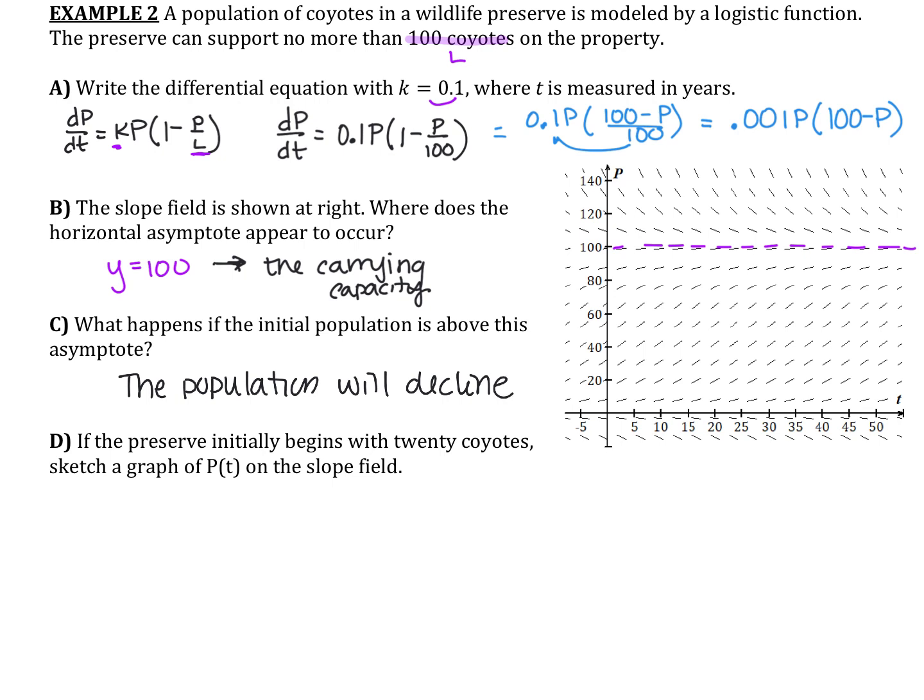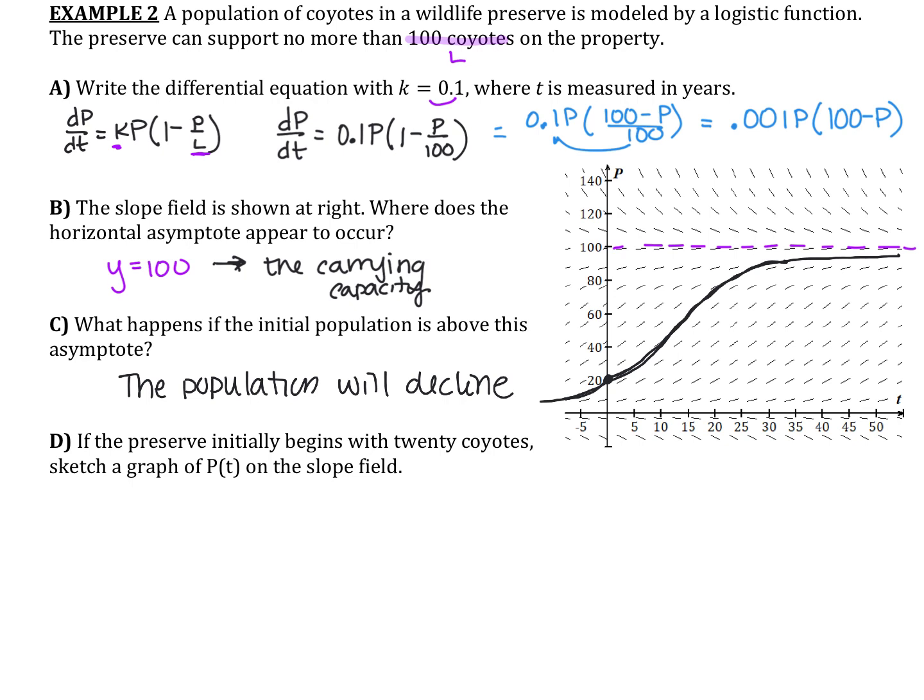Now, the next part says if the preserve initially begins with 20 coyotes, sketch a graph of P of T on the slope field. So if it begins initially with 20, it'll look something like this. And the way this slope field is going is not very quick, so it might look something like this. Let's make it not curve quite so much down there. Let's make that nice and smooth.